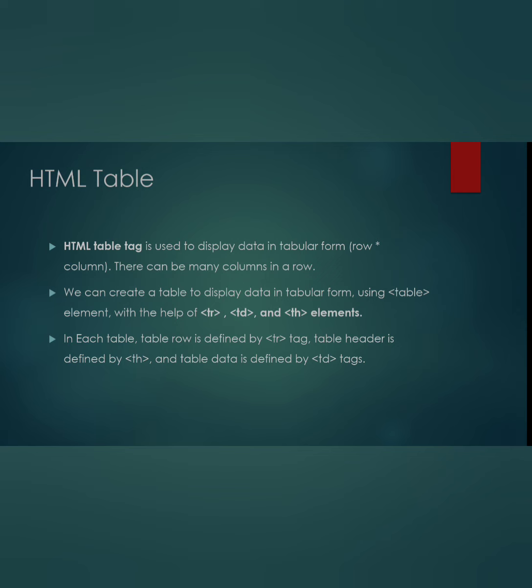Next we are going to see about HTML table. The HTML table tag is used to display the data in tabular form, row into column. There can be many columns in a row, which can create a table to display the data in tabular form using the table element with the help of TR table row, TD table data, and TH the table heading element. Each table row is defined by the TR tag, table header is defined by the TH, and table data can be defined by the TD tag.